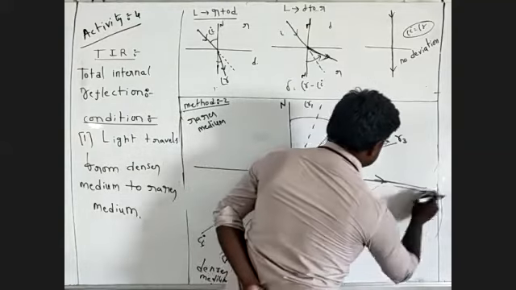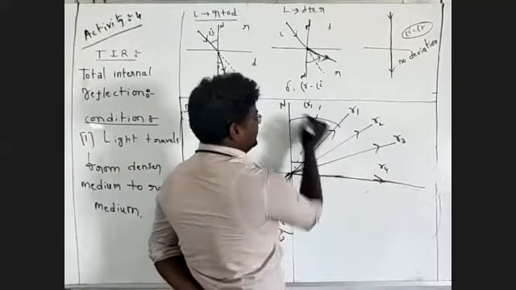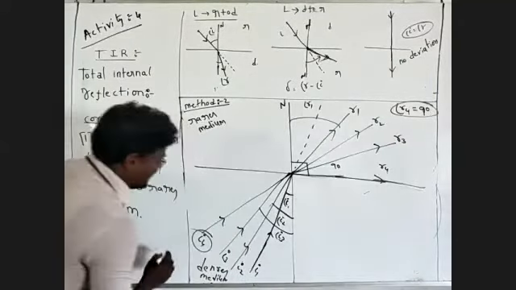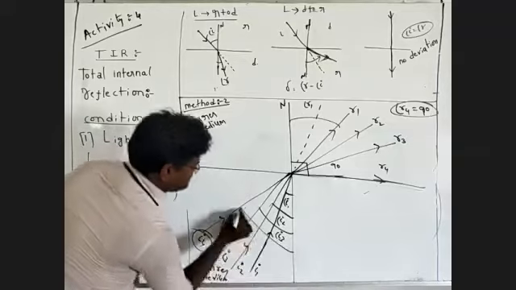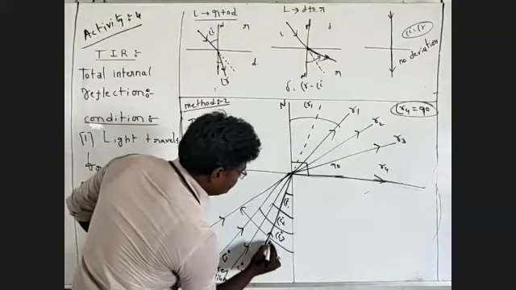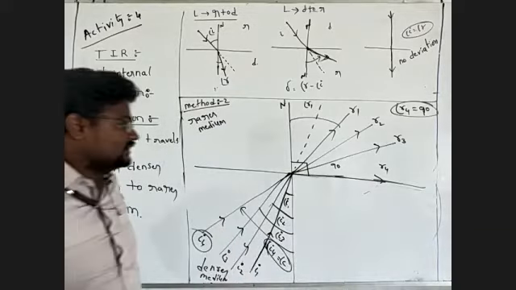Along this line, both are in the same direction. This is R4. The angle between the normal and R is 90 degrees, so R4 is equal to 90 degrees. This I4 is called the critical angle.